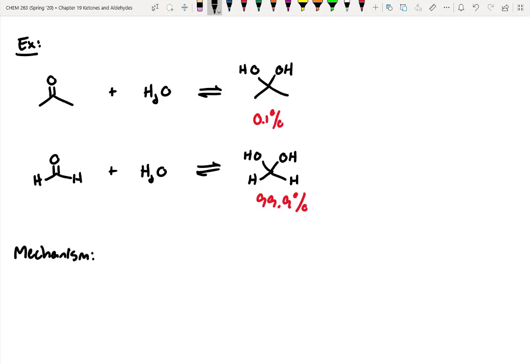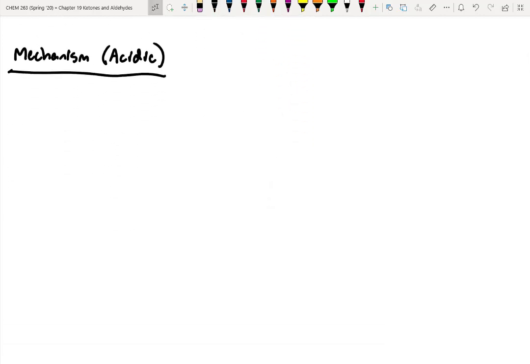And the mechanism we'll look at first is going to be acidic. So let's even differentiate these. We'll do the acidic mechanism first, and then we'll do the basic mechanism second. So let's take a look at the reaction using a simple aldehyde like formaldehyde. And all we need is some sort of acid catalyst. So I'm just going to write H+, and I'm going to make a note that this is our acid catalyst.